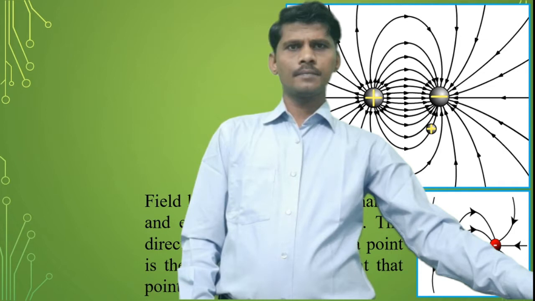Electric field lines start on positive charges and end on negative charges. The direction of the electric field line at a point is the direction of the electric field at that point. Electric field lines from a point charge. See the animation. Once again.